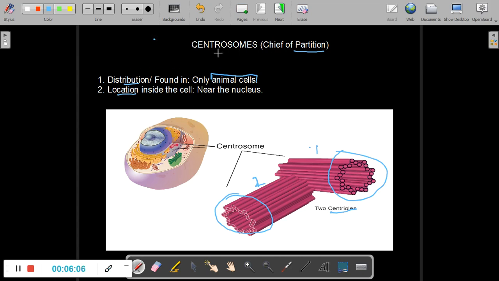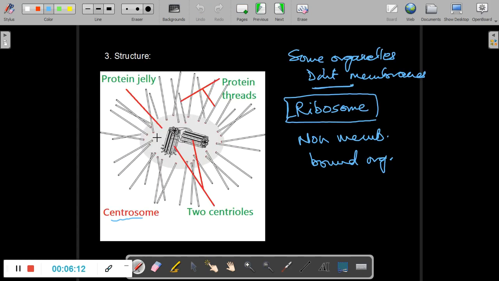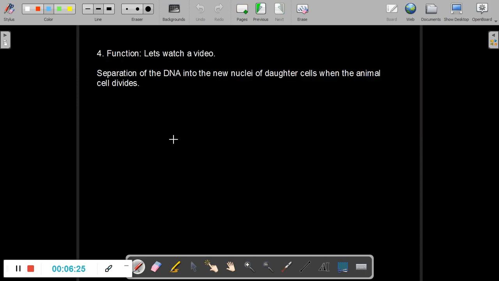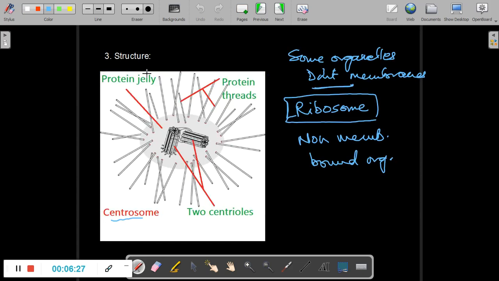So we were studying the centrosome, its distribution in animal cells, and its location inside the cell near the nucleus. We saw the structure of this particular organelle, the non-membrane bound organelle called the centrosome: the two centrioles and the protein jelly with protein threads. Now, let us come to the function of this particular organelle.